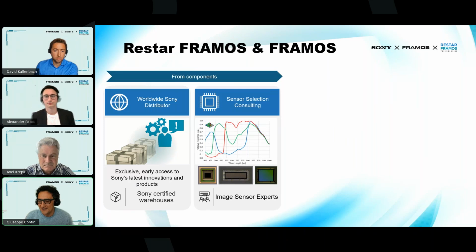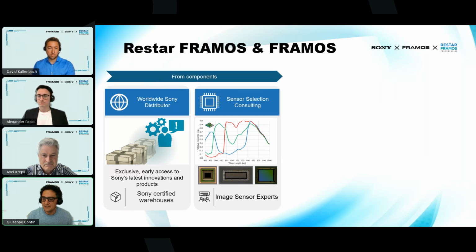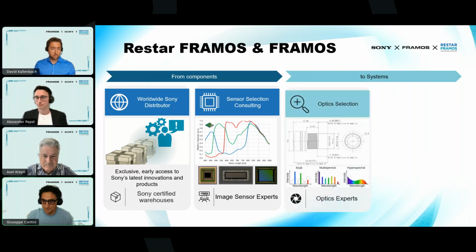Here I'm showing some typical questions that comes. This is the spectral sensitivity, and many times the customer asks about quantum efficiency. Today, Alexander shows a nice quantum efficiency curve, but all of this information and going into registers and know the sensor characteristics, the noise readout, and all of these things is the technical support that Framos Restart can provide to the customer, to really being able to use the sensor in the best way and use the functions in the best way.